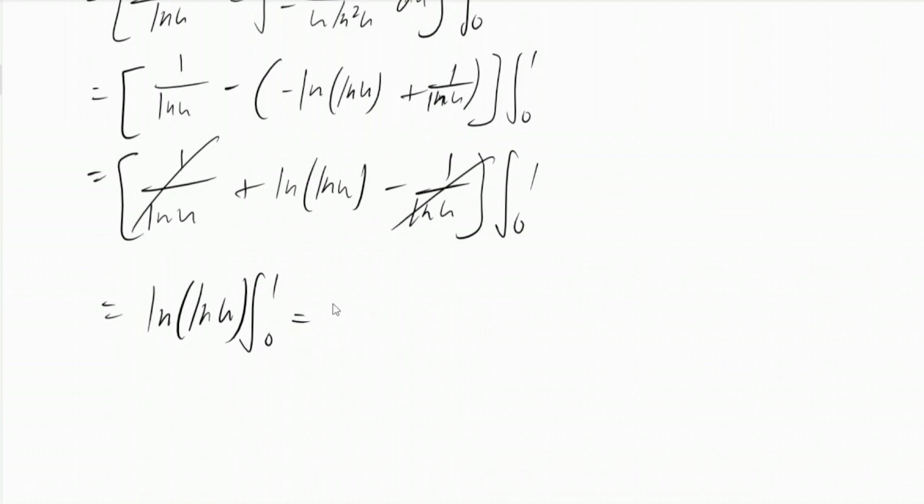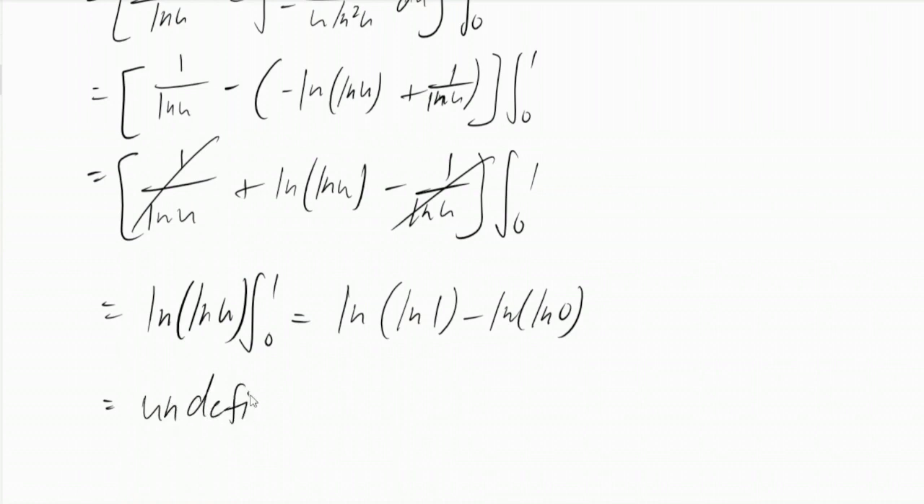So next we'll get the value ln 1 minus ln 0. From here we can see that ln 0 cannot be calculated, so this integral in the end is just undefined, however way you solve it.